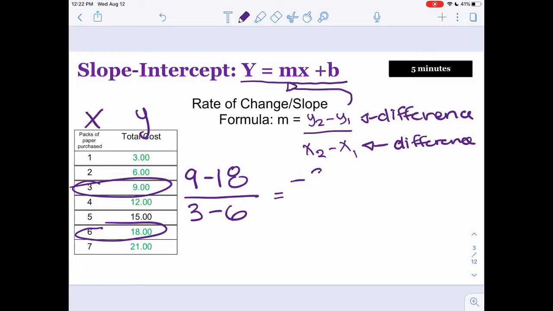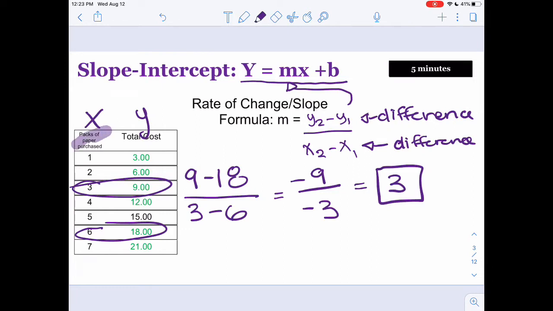9 minus 18 is negative 9. 3 minus 6 is negative 3. Negative 9 divided by negative 3 gets me a positive 3. So that's my slope. What that means in the context of the problem would vary depending on what the table is labeled. So let's take a look.